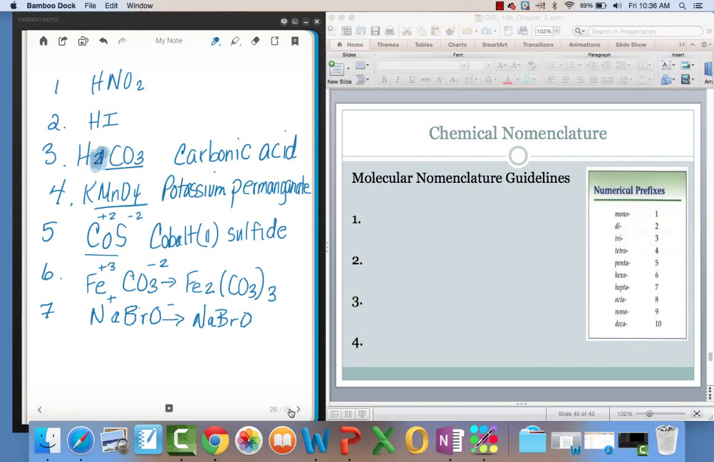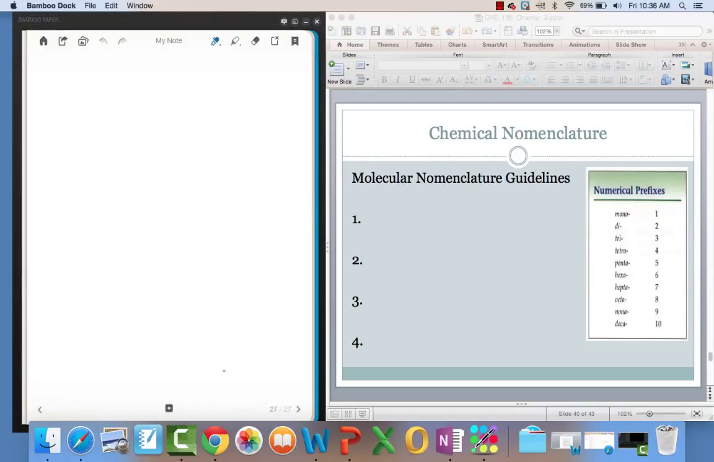All right, let's talk about some general rules for molecular or covalent nomenclature. This is a review of basically how we name covalent compounds using numerical prefixes. So first general rule, if we had to put it into rules, the element closest to the metals is written first.